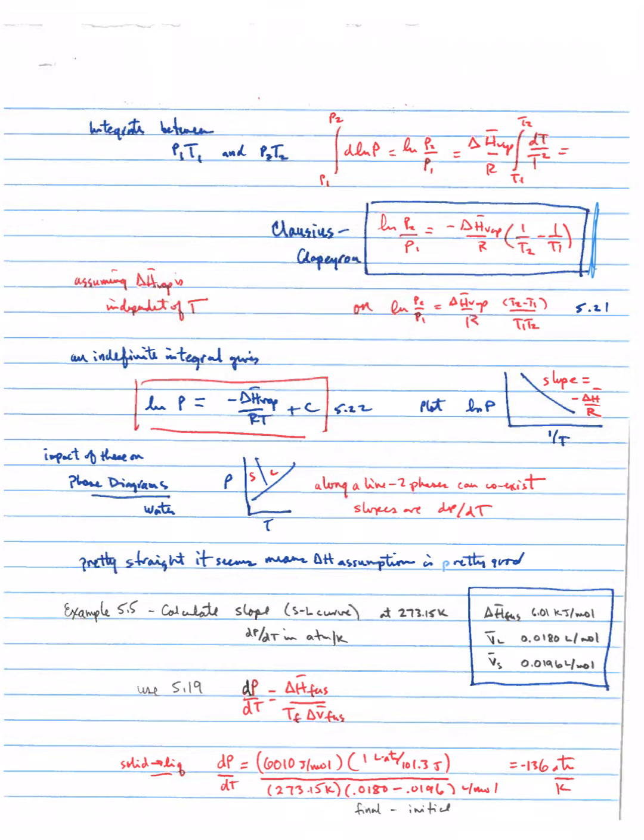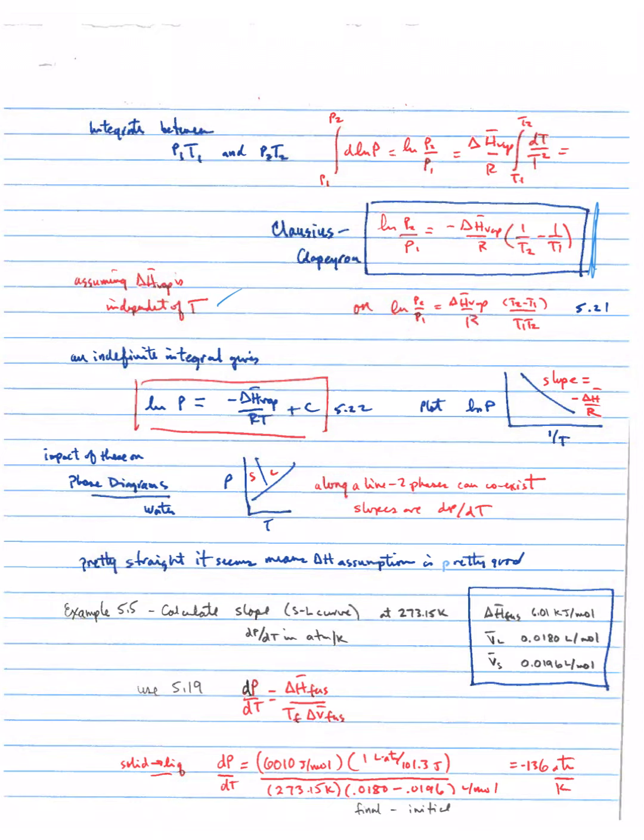the vapor pressure of your vapor with respect to temperature, assuming that the delta H of vaporization is independent of temperature. We'll kind of get back to that later.